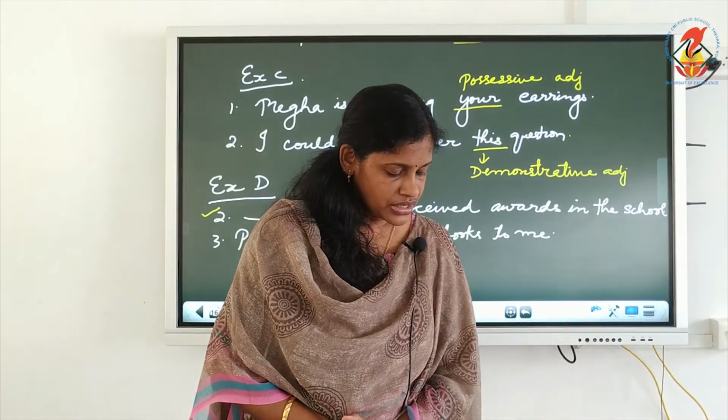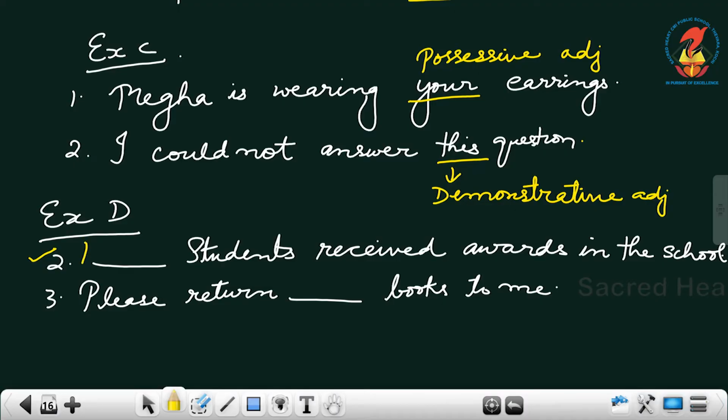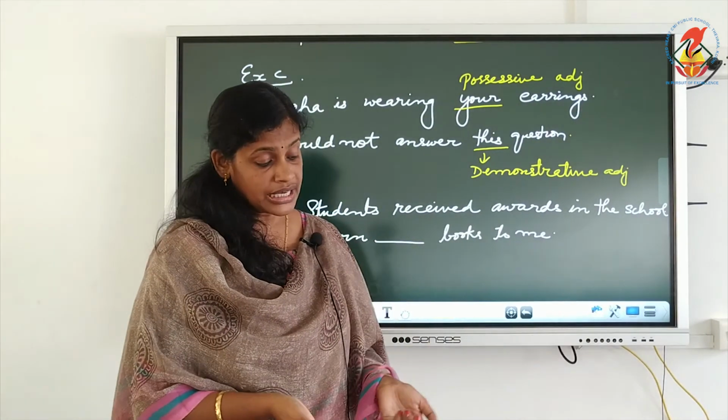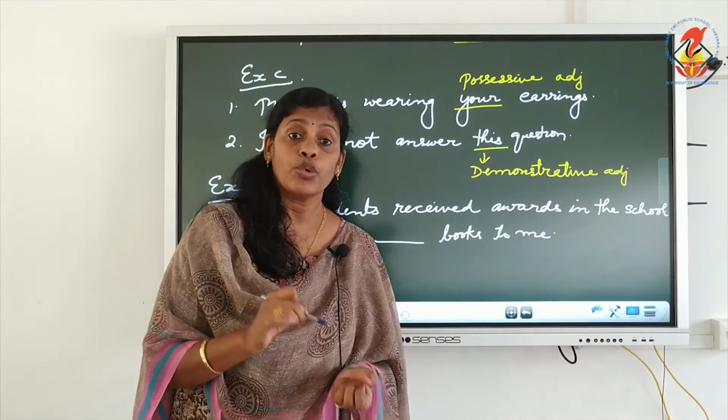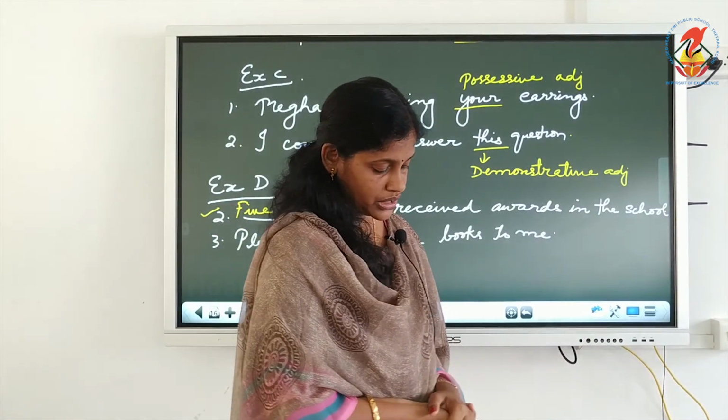The dash students received award in the school. They want an adjective of number. You can write 5 students. Any number you can write: 5 students, 10 students, 2 students. It is students, plural, so you have to write more than one. Or a few students, many students. You can use such words.